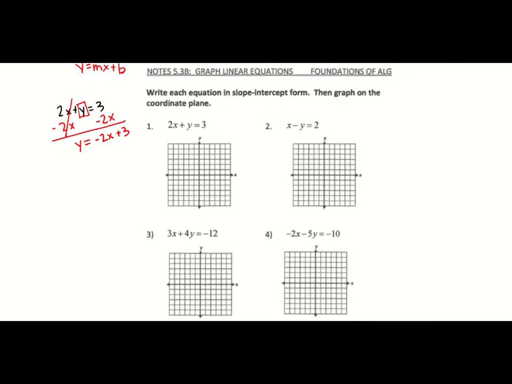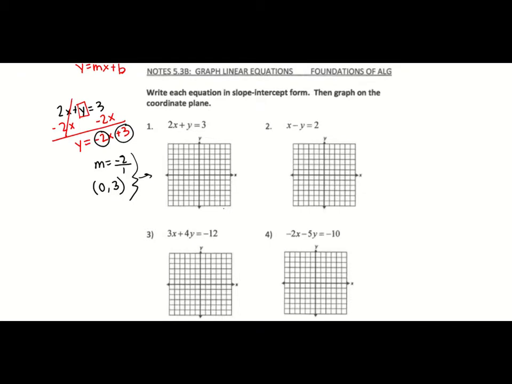So the first thing I need to do is identify my slope. My slope is that number in front of x, which is a negative 2, and I want to have it in a fraction, so I have rise over run, so negative 2 over 1. And then my y-intercept is 0, comma b, which is 3. Now I'm going to take this information right here and graph it.